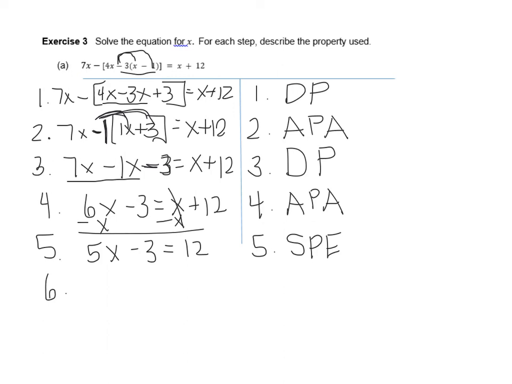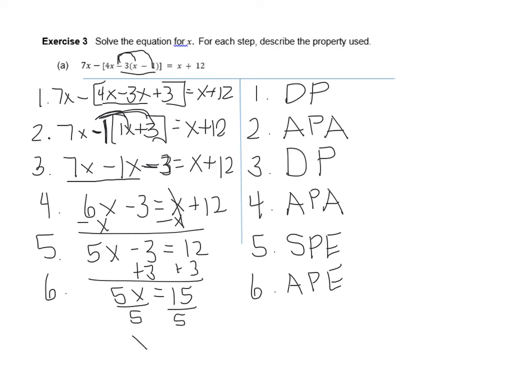Now to further isolate that variable x, we have to add 3 to both sides. So we end up with 5x equals 12 plus 3 is 15. Since we added something to both sides, we have used the addition property of equality. The last step would be to divide both sides by 5. You'd end up with x equals 15 divided by 5, or 3. We divided both sides by something, so we used the division property of equality.